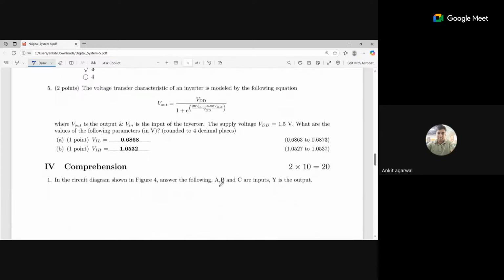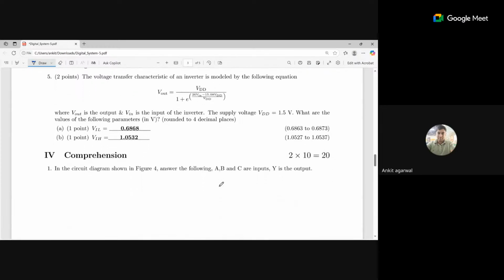The voltage transfer. Basically, the voltage transfer characteristics of the inverter is modeled by the following equation. Now what we have to do in this question is simplify it on your own. We have to take a derivative of this, so dV out upon dV in. Why are we going to take this? Because we know that this is my voltage transfer characteristics.